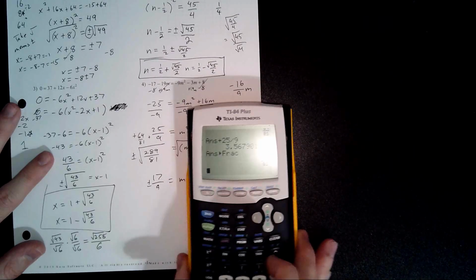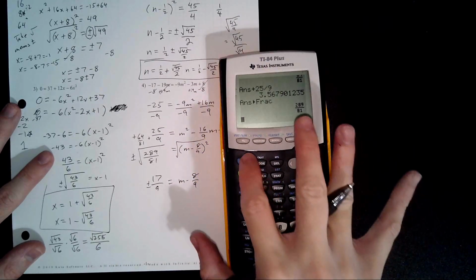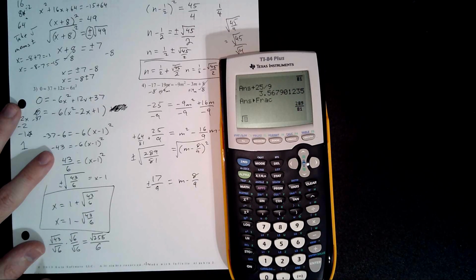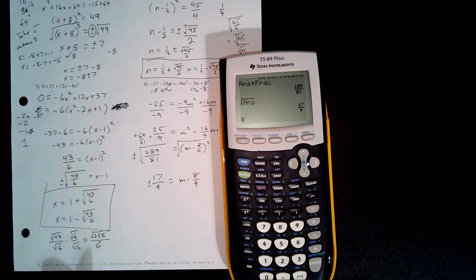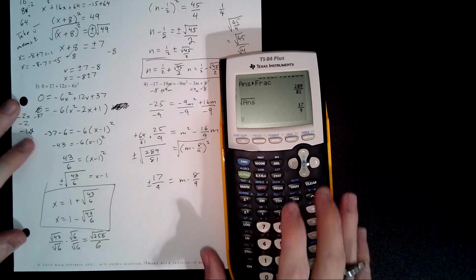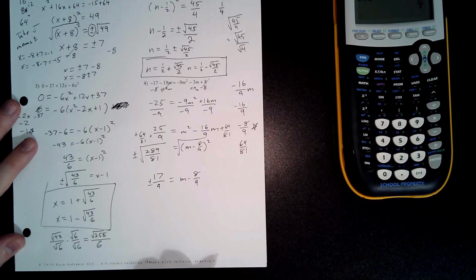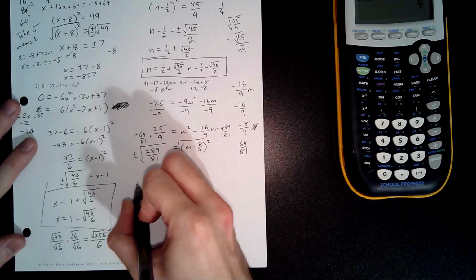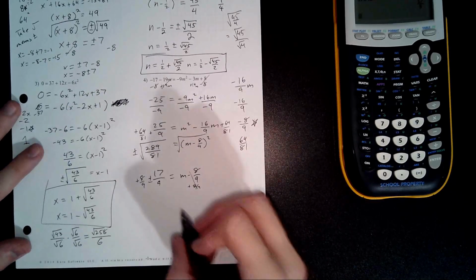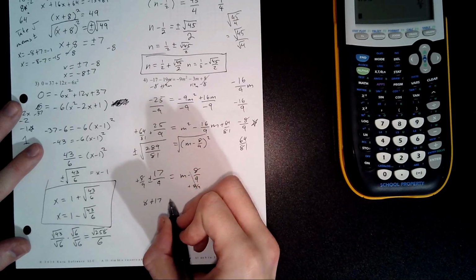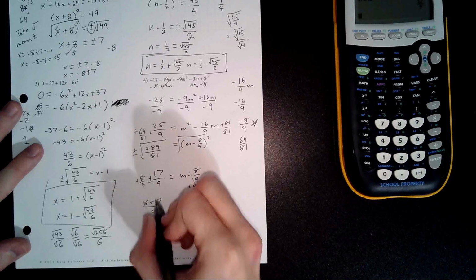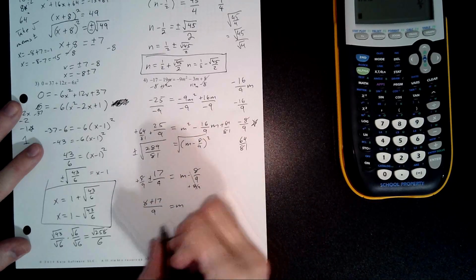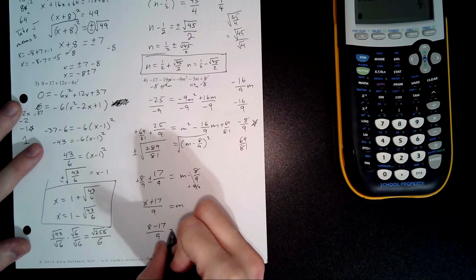Please note how you could do this on the calculator. All you have to do is type in second x squared, and that will give you a square root. And you just type in that 289 over 81. I'm going to be lazy and hit second answer, like I've been doing before. And that will give me the square root of 289 over 81. It's 17 over 9. After that, we add 8 over 9 to both sides. Finally, 8 plus 17 all over 9, because it's the same denominator, so we can do that, equals m. And 8 minus 17 all over 9 equals m.